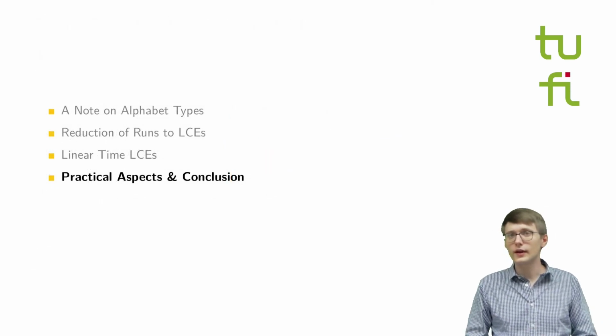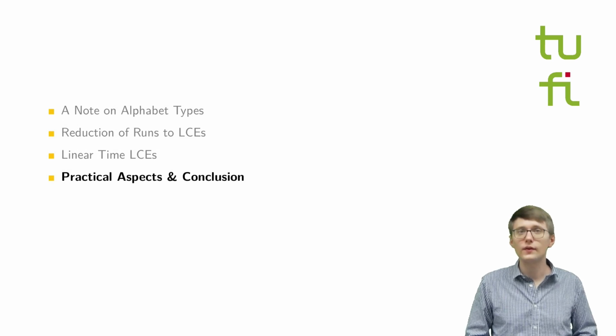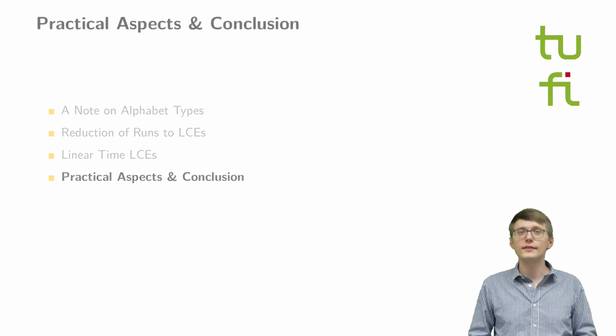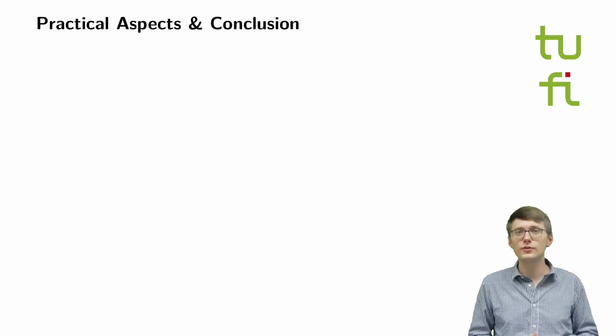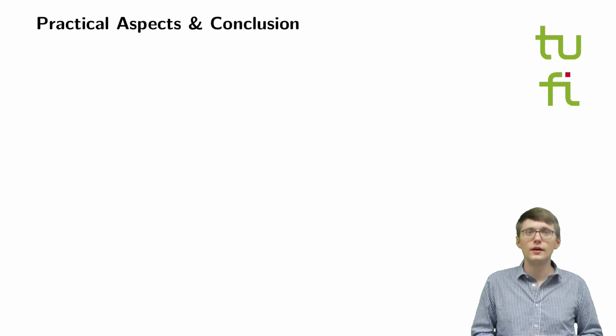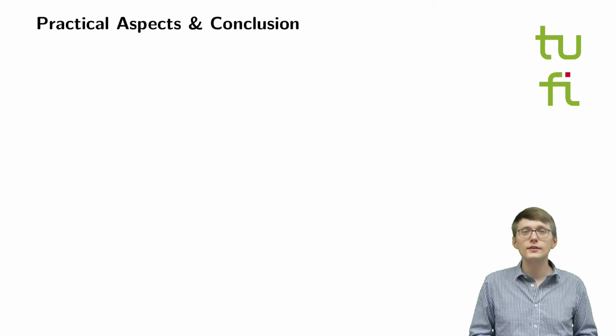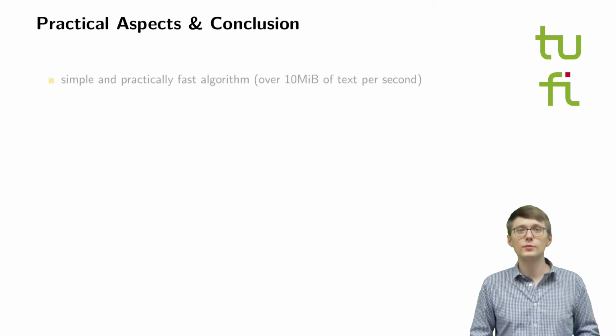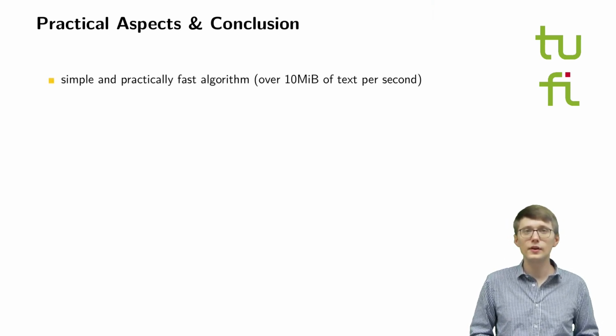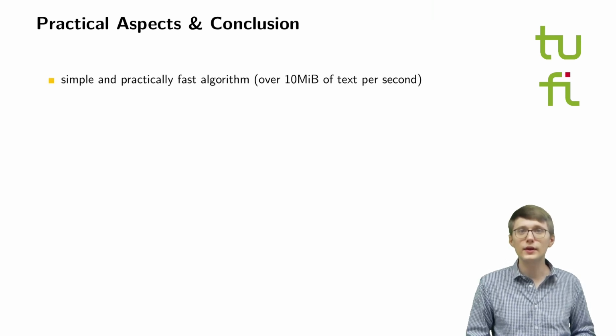Lastly, I also want to discuss some of its more practical aspects. Most importantly, it results in a surprisingly simple implementation of the runs algorithm. Apart from the next smaller and next larger suffix edges, we do not need any other data structures or algorithmic machinery. This also results in a fast practical performance. A preliminary evaluation showed that we achieve a throughput of over 10 megabytes per second for a large variety of different texts.